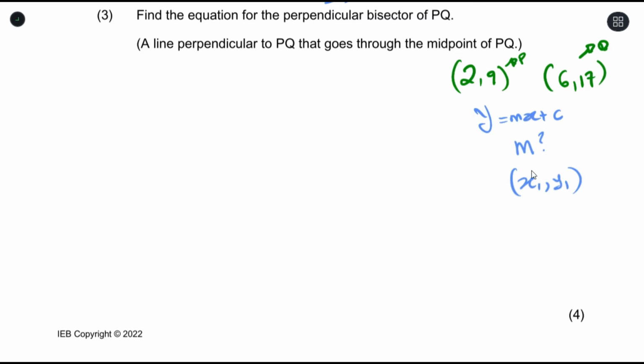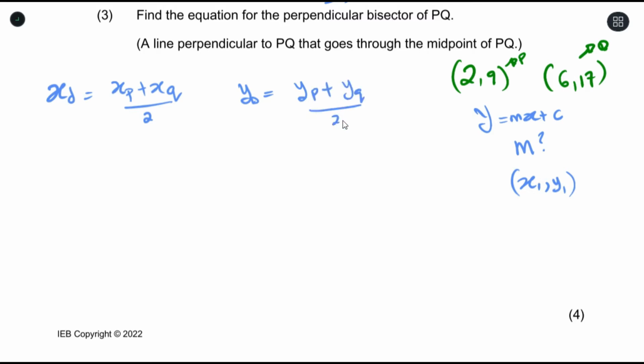So let's start with getting the coordinate. Since it is the midpoint of PQ, let's represent the midpoint of PQ as D. So we can say that XD is equal to XP plus XQ divided by 2. And for YD, it can be written as YP plus YQ divided by 2, right? So this is the formula for the midpoint.